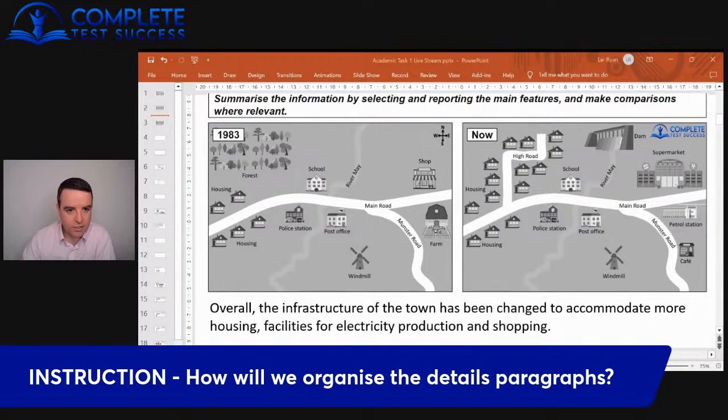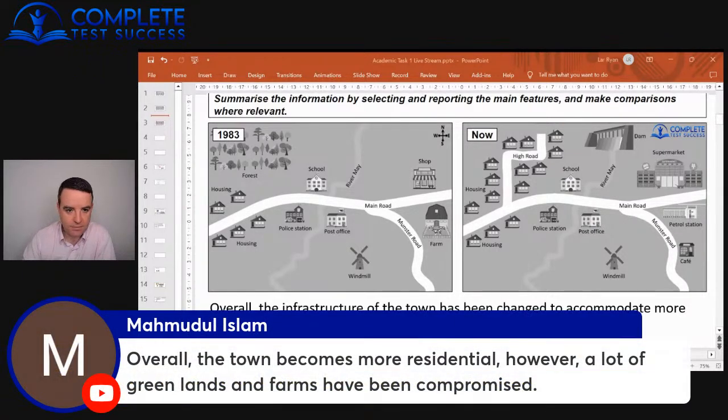As you're doing that, I'll just continue giving feedback to some other students here. Overall, the town has become more residential. We wouldn't say it's a residential town. You wouldn't use that to describe a town, but you would say the town has more residential buildings or residential areas, something like that. However, a lot of green land and farms has been compromised.